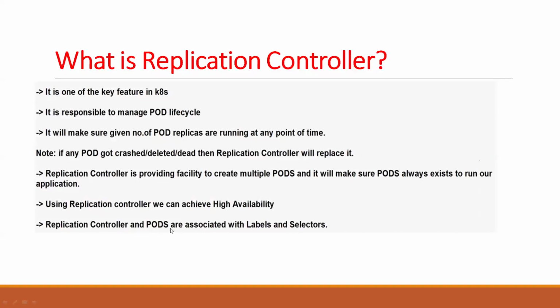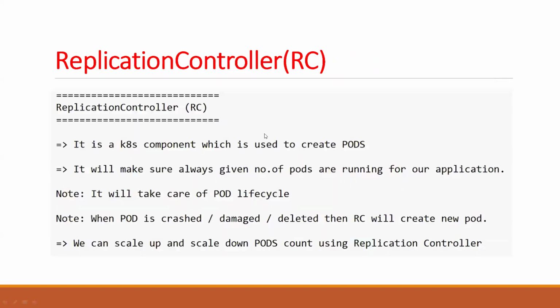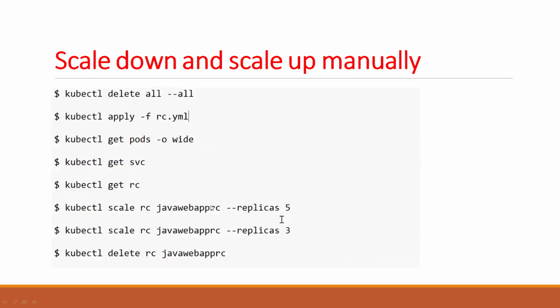A replication controller and pods are associated with labels and selectors. This is the most important part, guys: the labels and selectors. The replication controller is a K8s component which is used to create pods. It will make sure the given number of pods are always running for our application, so it takes care of the pod lifecycle. When a pod is crashed, damaged, or deleted, the RC will create a new pod. So we can scale up and scale down the pod count using the replication controller.